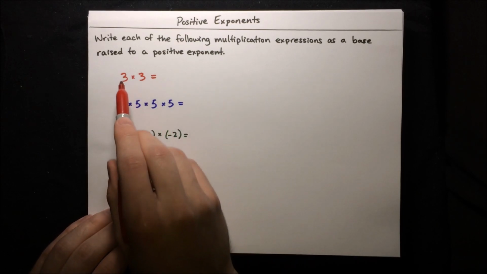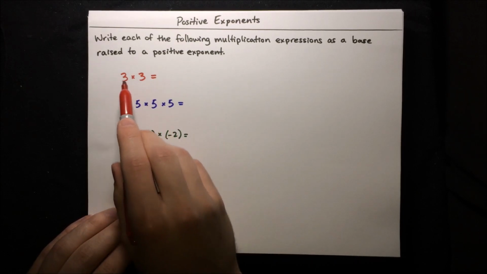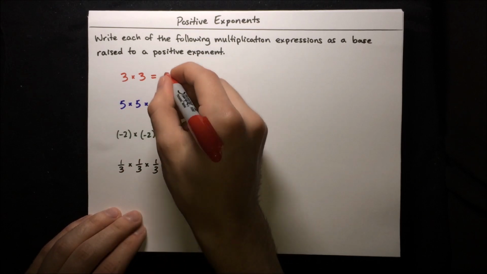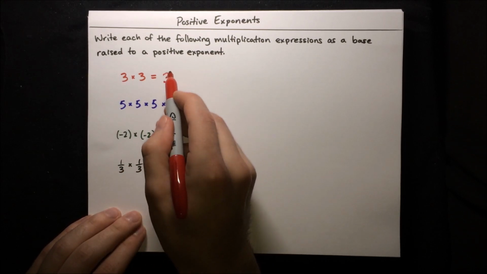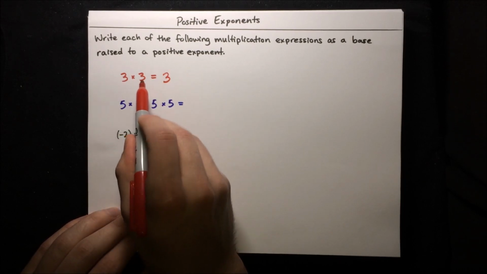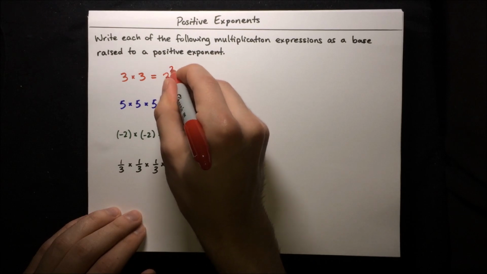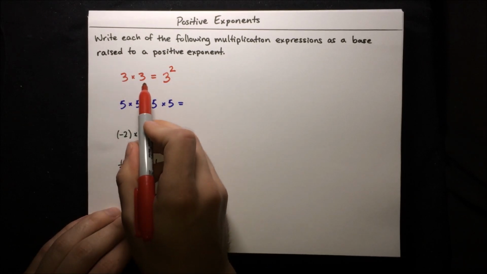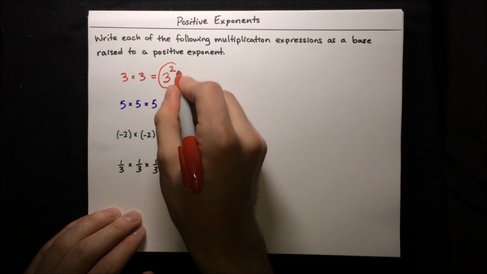Okay, so first of all, 3 times 3. The base is 3. That's the number that's being multiplied. And then we need to raise it to an exponent. What exponent? Well, the exponent just tells us how many times we're multiplying it. So 1, 2. We're multiplying it twice. The exponent is 2. So 3 times 3 is written as 3 squared.